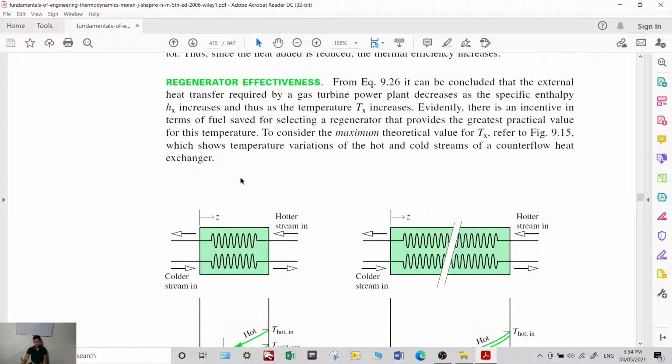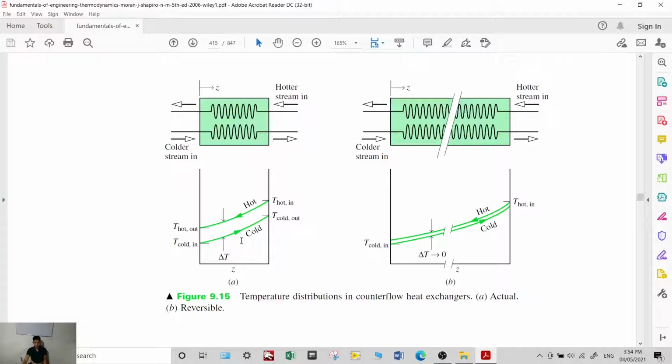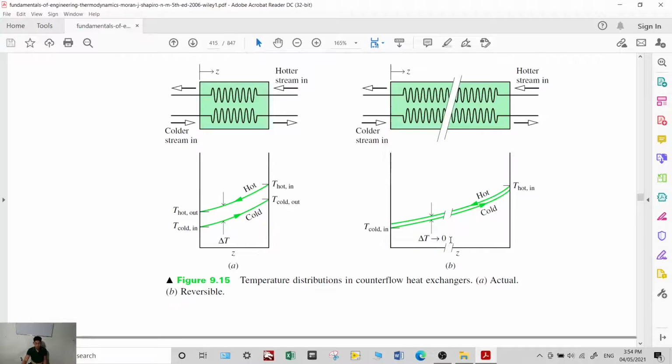So you have a term, the regenerator effectiveness. For a counterflow heat exchanger, this is the distribution of temperature. The hotter stream is the turbine exhaust, and the cold stream is the one coming from your compressor. When the two meet, the temperature of the air increases, and the turbine exhaust decreases. This is for the reversible case.